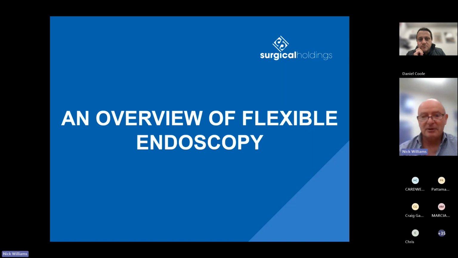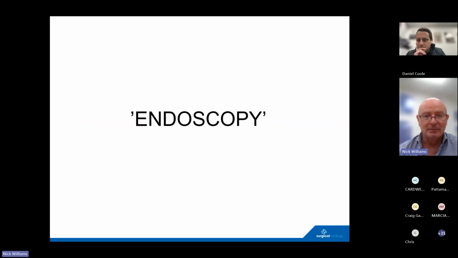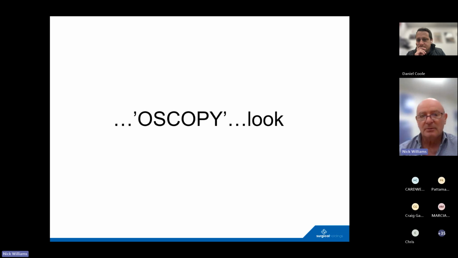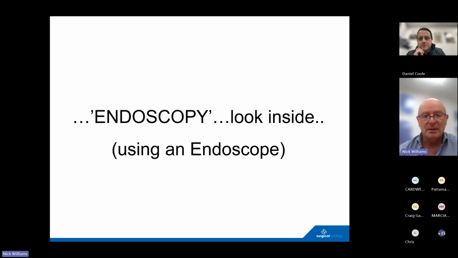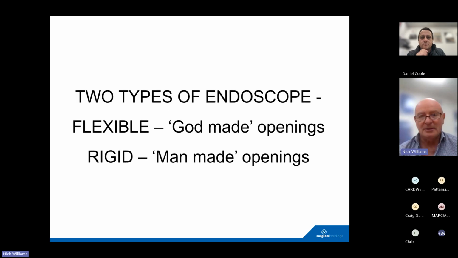So first, a very basic aspect: endoscopy. What is it? Scopy is to look, and endo, look into. So an endoscopy is to look inside using an endoscope. There are two basic types of endoscope. I've been in the industry for too many years, and many years ago it was pretty black and white. It's not so black and white now. There's a flexible instrument that's put into God-made openings. That's not a religious statement. If you're an atheist, then natural orifice will do. Rigid instruments are generally put into man-made openings, but there are some exceptions to the two of them.